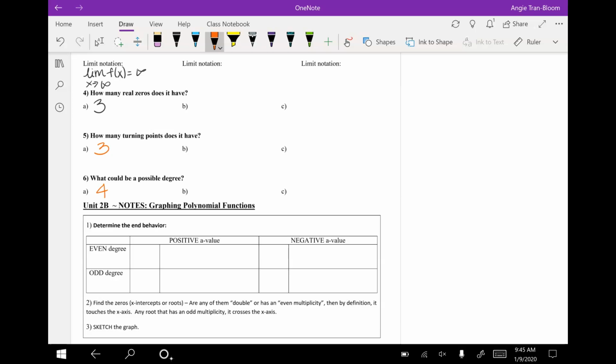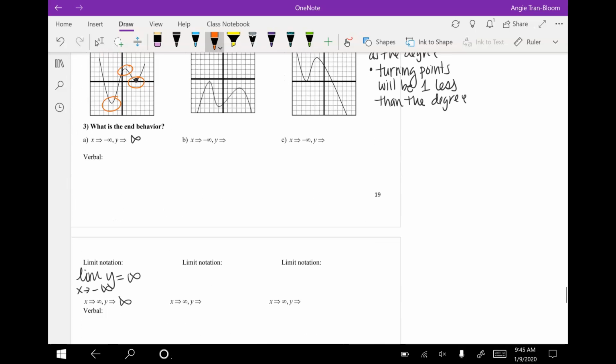All right, let's do graph B, and then I'm going to ask you to do graph C on your own.